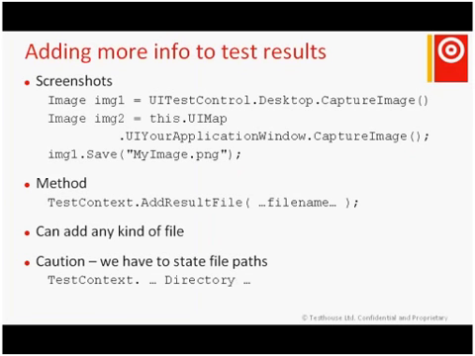So we can capture the whole desktop as an image, or we can capture the application, and you can use more clauses within the image 2 line there so that you can get down to small details of your whole application on the window. Then you need to save the file away and give it the file name there, and then using the test context add result file, specify the name of the image you saved, and that file will be added to the results of your test.